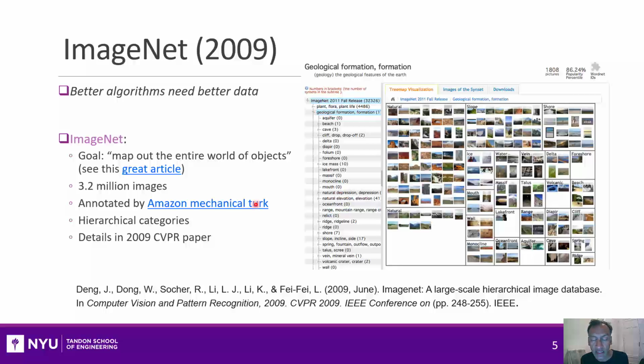Now, just to give you an idea of how complicated this data set is, it has hierarchies of categories. For example, here, there's a whole category just on geological formations. And then it has various subgroups within that. This came out in this paper in 2009. At the time, it wasn't realized what influence it would have. But this paper by Fei-Fei Li, who's now at Stanford, would really be the kind of impetus for a lot of the research, as I'll show you going on.